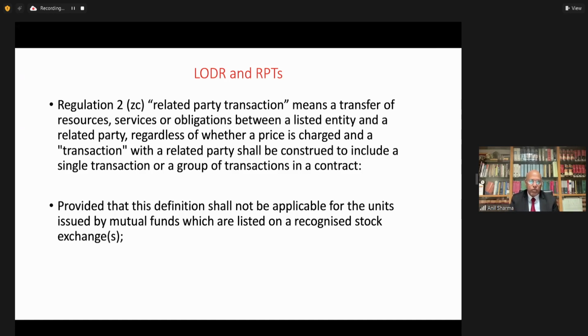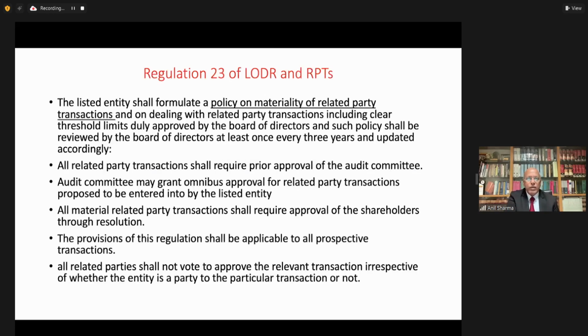So therefore, LODR has very rightly brought that angle also, because that's an area which is again very heavily misused. So whether a price is charged or not, it is a related party transaction, whether it's a single transaction or a group of transactions in a contract. Simply one transaction doesn't make any difference, or whether it's a group of transactions, that entire thing is to be seen as a related party transaction under LODR.